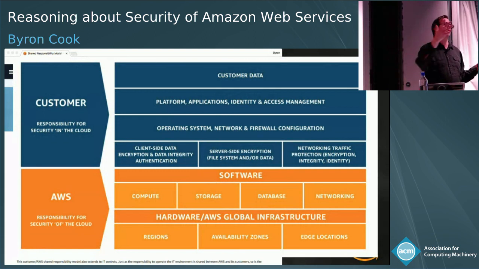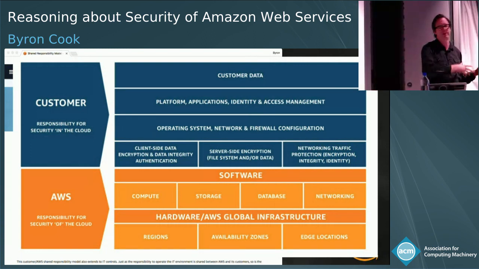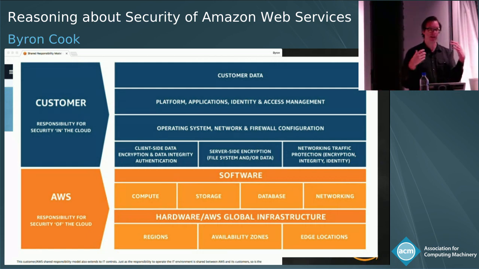And those millions of customers build complex networked infrastructure, right? They have virtual machines that are networked together. They have S3 buckets. They have databases. They have machine learning tools. All of these APIs that they're calling in weird and wonderful ways. And it's their responsibility to use them correctly, to configure their networks correctly, to configure their policies correctly. So that's the concept of security in the cloud.